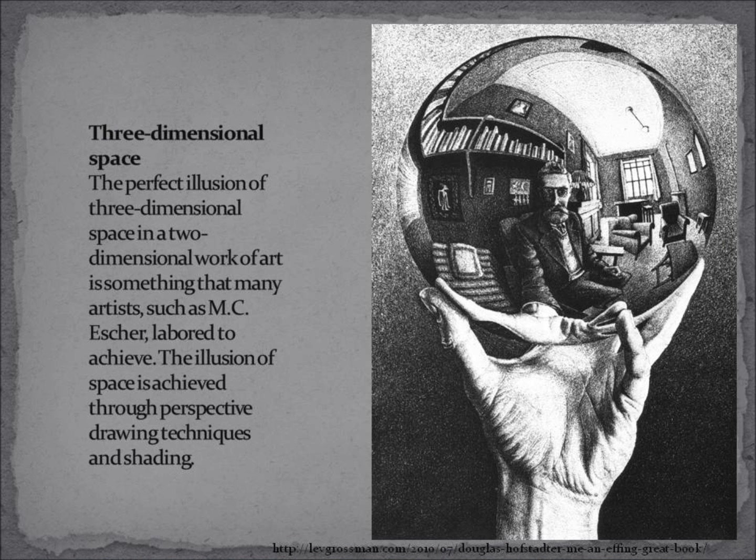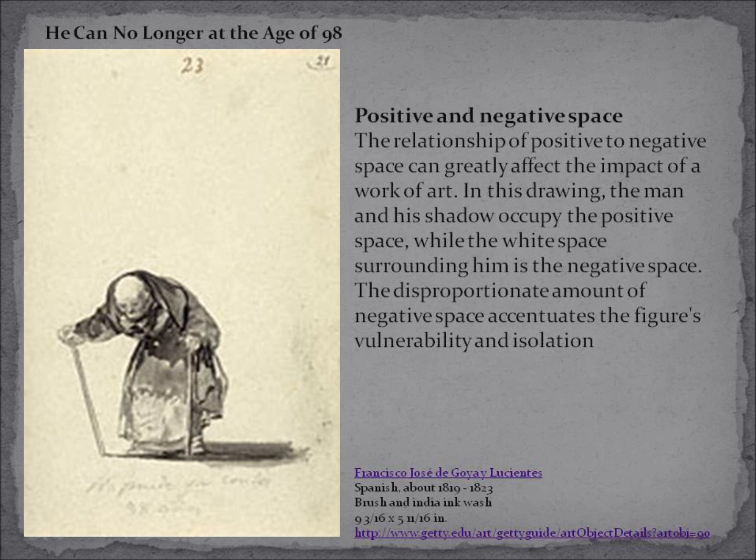The relationship of positive to negative space can greatly affect the impact of a work of art. In this drawing, the man and his shadow occupy the positive space, while the white space surrounding him is the negative space. The disproportionate amount of negative space accentuates the figure's vulnerability and isolation.